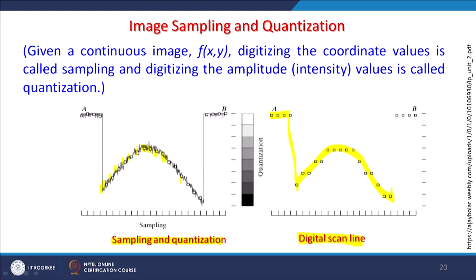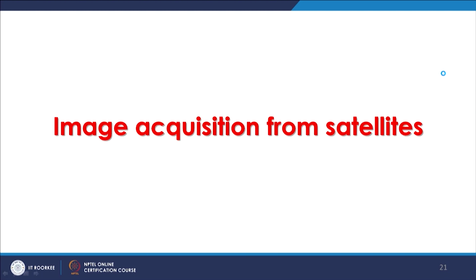So, that is sampling. If we go back again to this line, which says given a continuous image f(x, y), digitizing the coordinate values is called sampling, and digitizing the amplitude, the intensity value, is called quantization. So, this is how an image is basically constructed and understood.